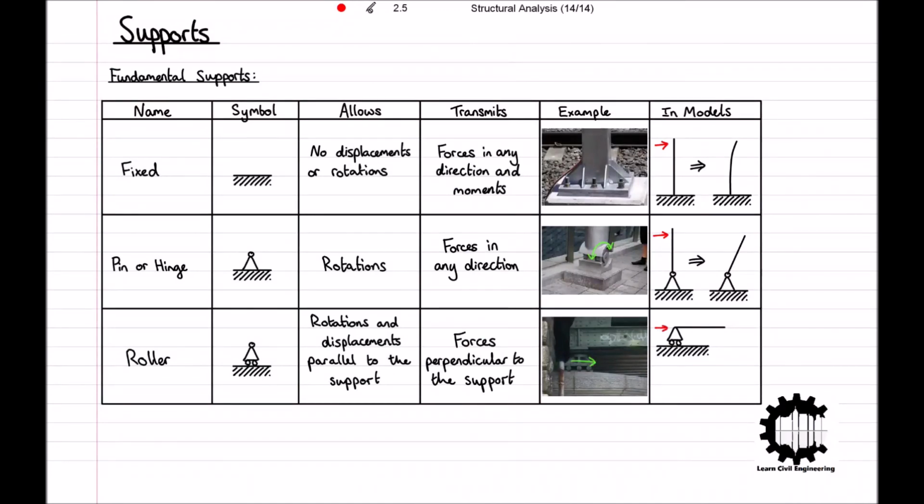If the support did allow for rotation, it would be modelled like this. If a horizontal force were applied, the bridge would not deform, as the support allows the bridge to be displaced parallel to the force like this.